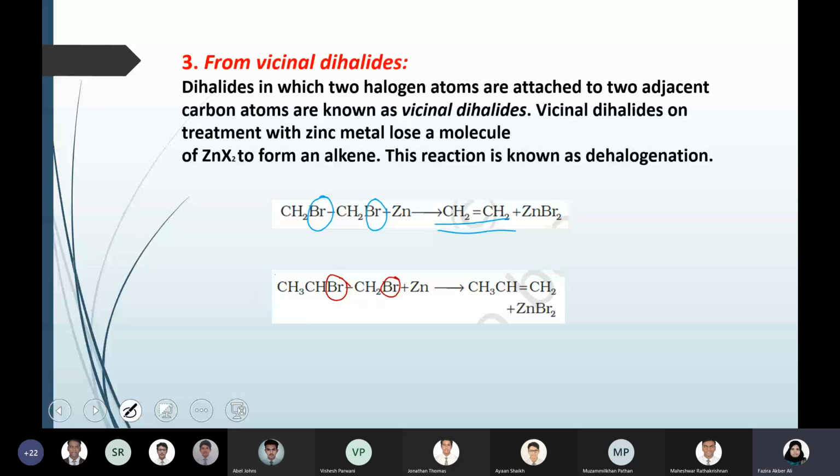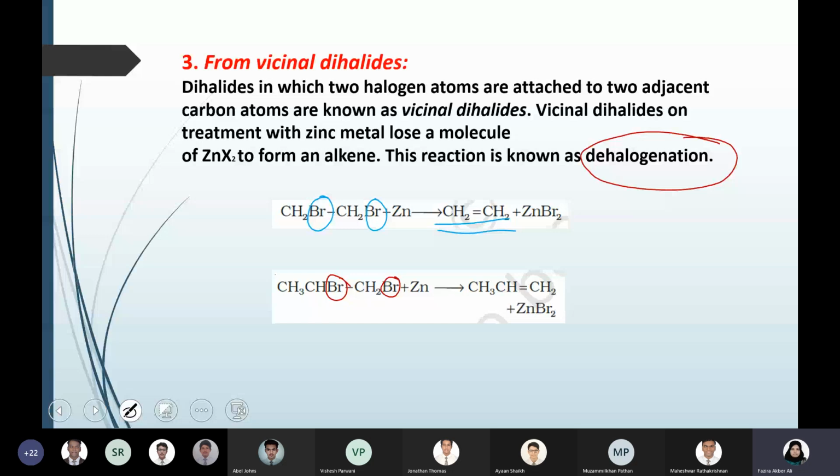So this is the third method of preparation of an alkene by removal of halogens. So this is dehalogenation, removing halogen. You can see the word dehalogenation. Halogenation is adding halogen. Dehalogenation is removal of halogen from the vicinal position.